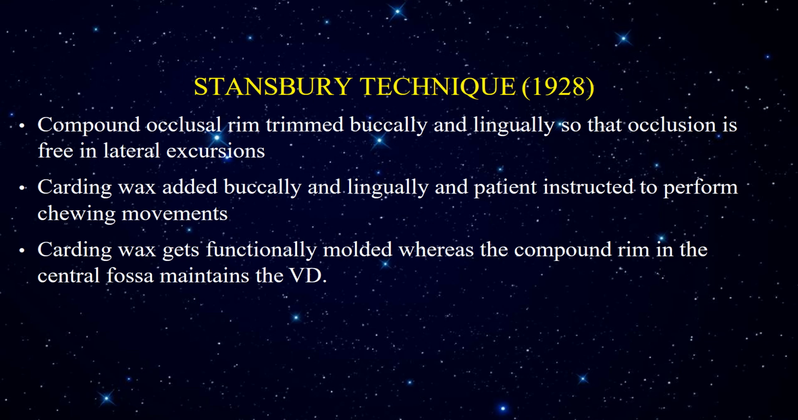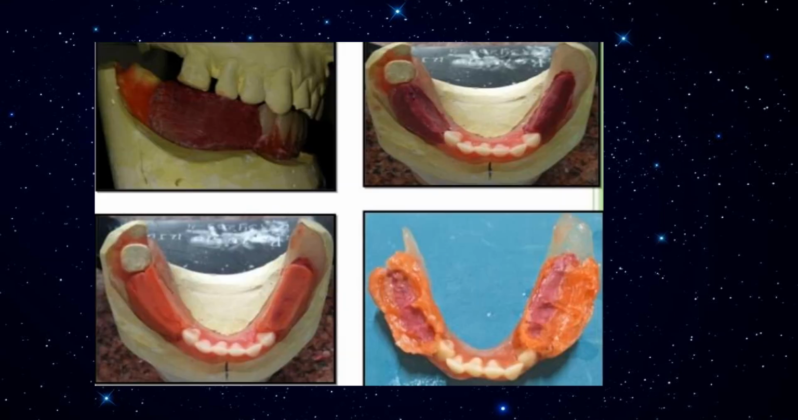That is, the patient is made to do functional, chewing or grinding movements in his mouth before the teeth arrangement is done. Stansbury used compound trims. Here the anterior teeth are first arranged according to the midline, the aesthetics, the occlusal plane and lip fullness, and then in the posterior tooth area compound trims are made. These compound trims were slightly trimmed in height and width, and then on these compound trims, carding wax, the same wax used by the manufacturer to hold the teeth in their boxes or casing, is applied onto the compound on the buccal, lingual and occlusal side, and the patient is made to do functional movements for 10 to 15 minutes.